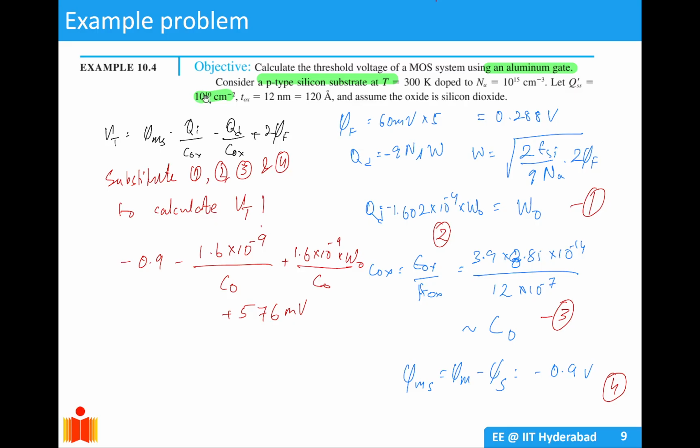Again, it's in 10 power 10 electronic charges. If nothing is mentioned here, then it's in electronic charges. Otherwise, it can also be in coulomb per centimeter square. Then you put all four together to get your VT.